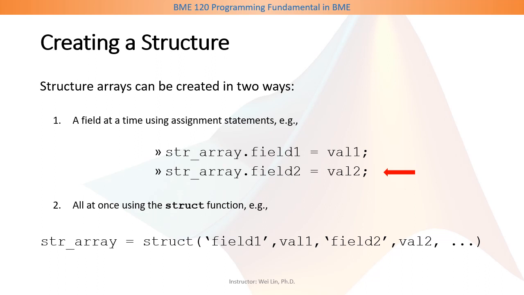Secondly, you can use a function called struct to create a structure directly. In this function call, you have to provide the field name as well as the value of that field as a pair. For example, here we provide a field name called field1 with a value of val1, and the second field with a field name called field2 and the value of val2. And you can add as many fields as you want in this function call.